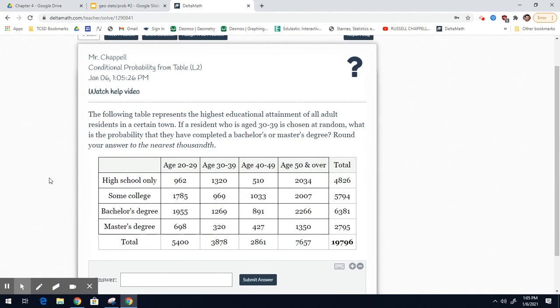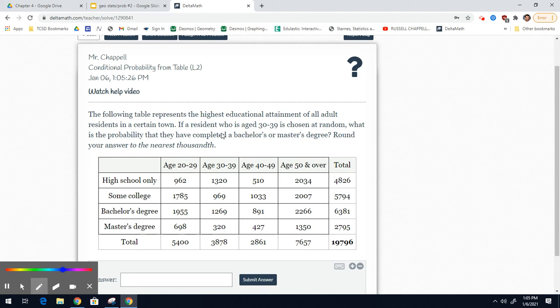Okay, whoa, my goodness, what a big table. The following table represents the highest educational attainment of all adult residents in a certain town. If a resident who is aged 30 to 39 is chosen at random, what is the probability that they have completed a bachelor's or a master's? Round your answer to the nearest thousandth.